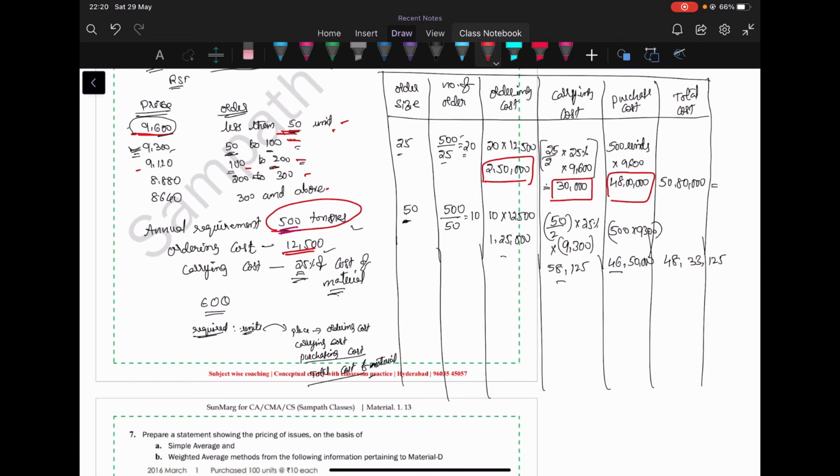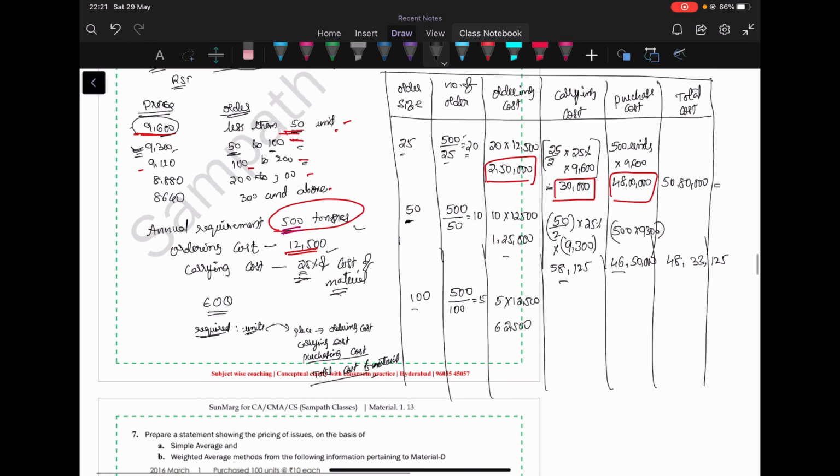Then for the next one, you can place an order between 100 to 200, right? I will take another color pen. Between 100 to 200, so you can take 100 also, there is no issue. If you place 100 units, 500 is your annual demand. Every time you are placing the request for 100, in the sense 5 times you are placing the request. 5 into ordering cost is 12,500. That is 12,500 into 5, nothing but 62,500 is the ordering cost.